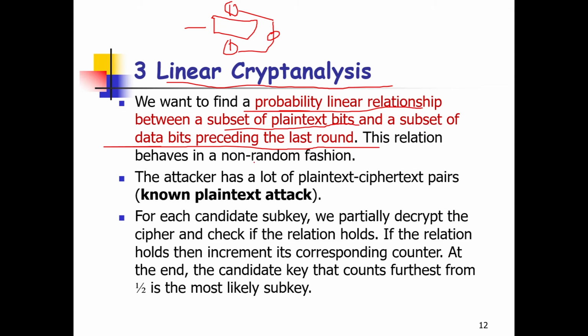This relation should be in a non-random fashion. That's why it is called a known plaintext attack, because in this attack, the attacker wants a lot of plain text and cipher text pairs. If an attacker gets the output for more than half of the pairs, then it can say that this is most likely a sub key for the plain text and cipher text pairs, or we can say the system.